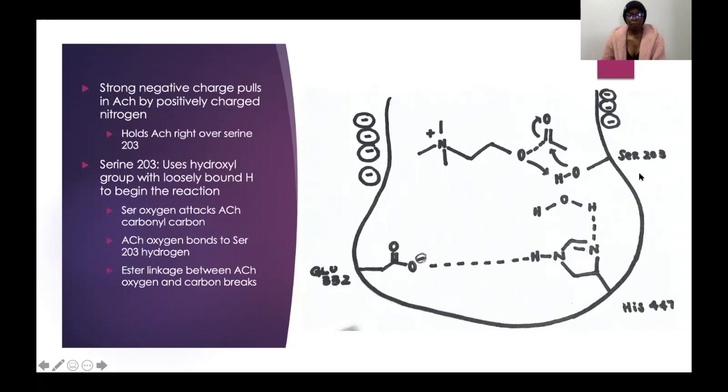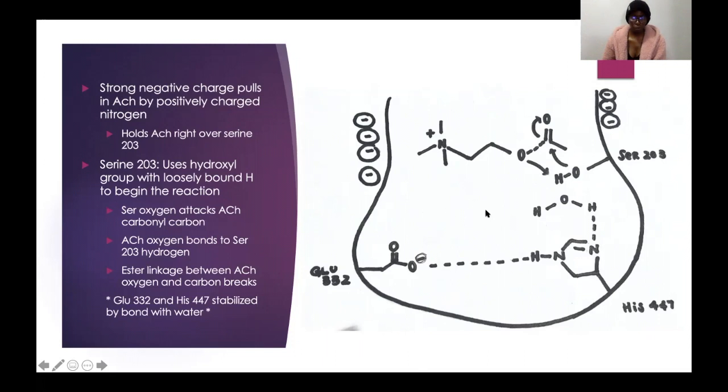So serine uses its hydroxyl group, which is loosely associated with this hydrogen. And what happens is that the oxygen attacks the carbonyl carbon of the acetylcholine. And at the same time, the oxygen of the acetylcholine grabs and picks up that proton here. And then what happens is that ester linkage begins to dissociate and break between the oxygen and the carbon of the acetylcholine. At this time, we have a huge amount of water molecules within this gorge.